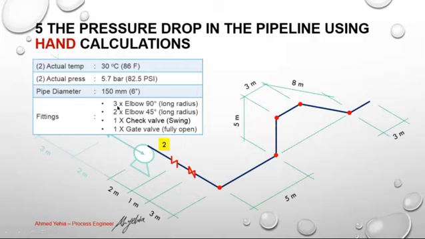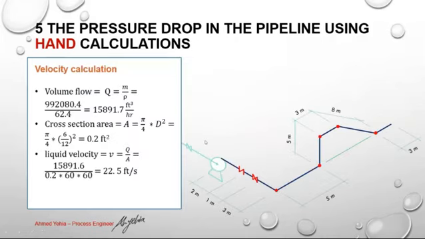And our fittings here: we have three 90 degree long radius elbows, elbow one, elbow two, elbow three, and we have two 45 degree elbows, elbow one and elbow two. We have a check valve at the discharge of the pump, and also we have a gate valve. Its type is full open. We use the same methods.